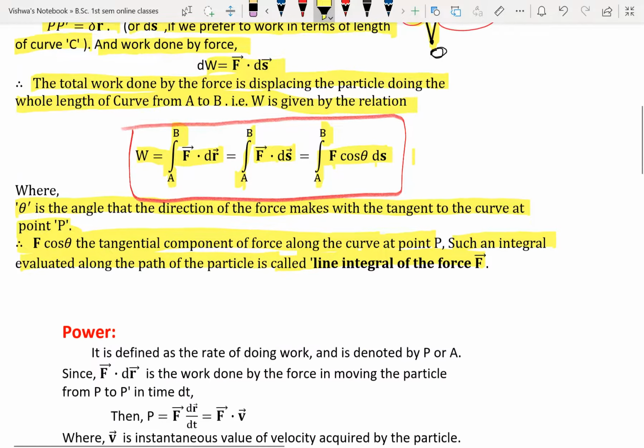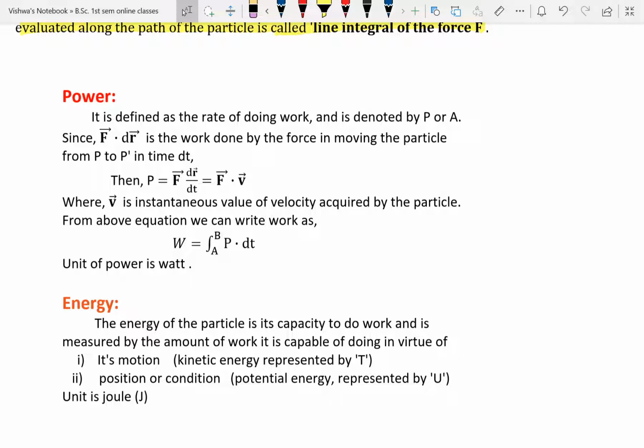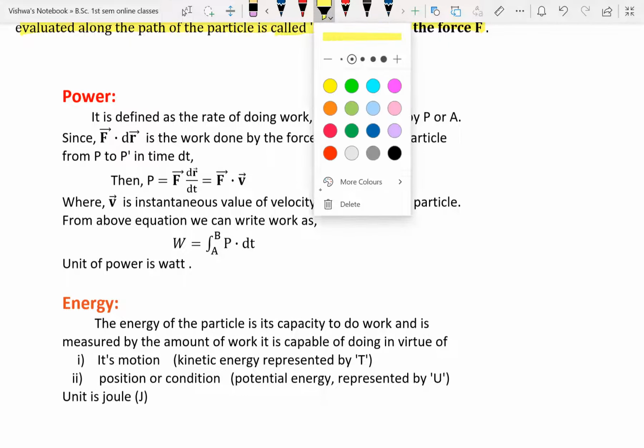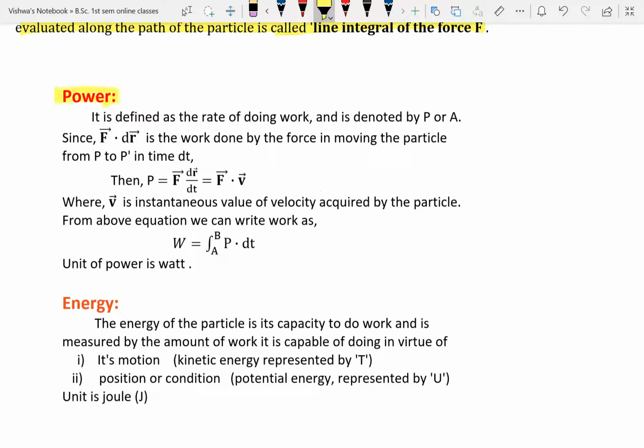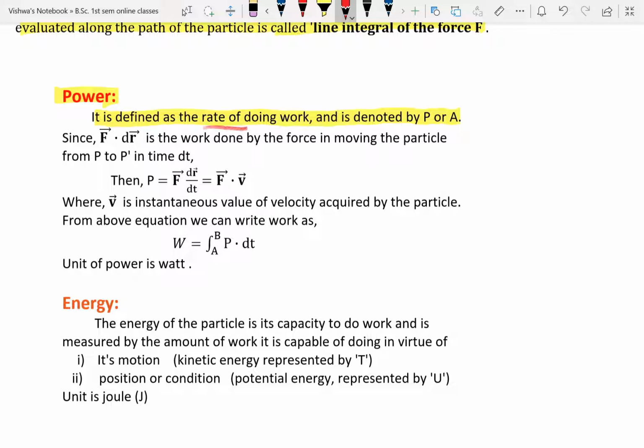Okay, so next, power. Work is complete. Next comes power. Power is defined as the rate of doing work and is denoted by P. So power means what? It is the rate of doing work, the rate at which the work has to be done. This part is important: power is the rate of doing work.